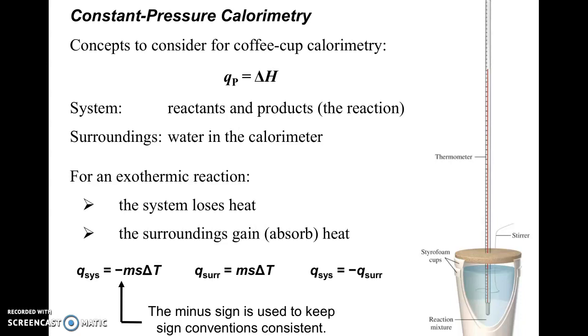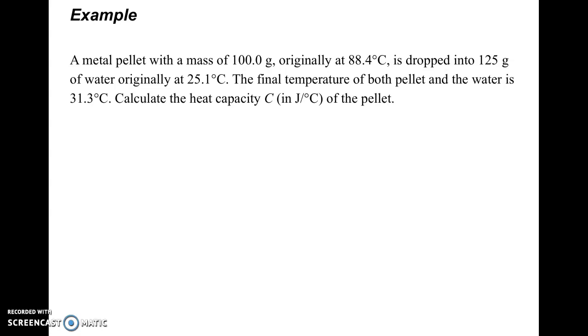The surroundings is gaining it, so it's positive. So here we see that the heat for the system is opposite in sign to the heat change for the surroundings. And we have an example here that I will do in class about a calorimetry kind of experiment.